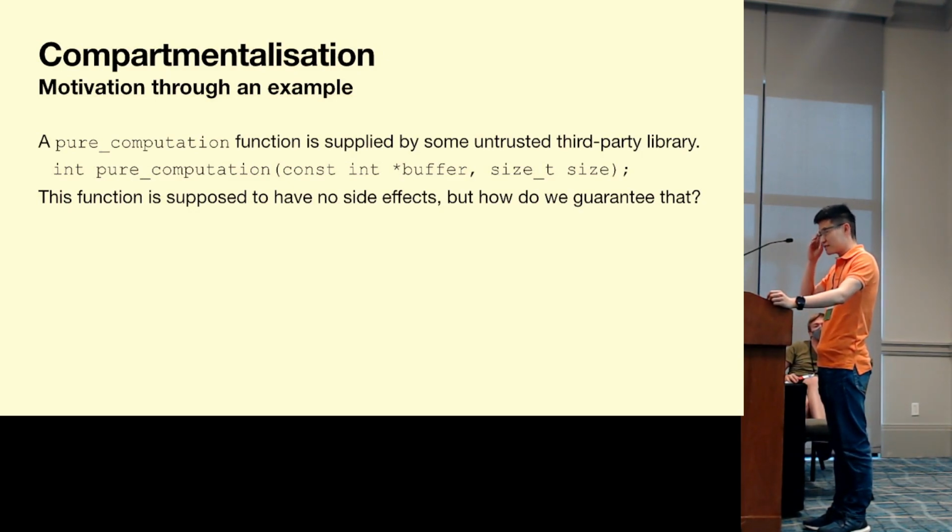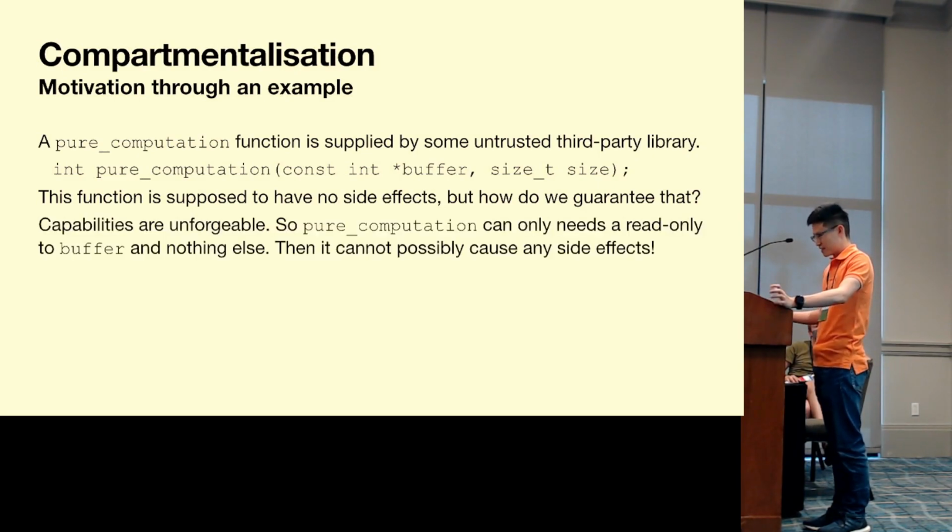So this function is supposed to have no side effects, but how do we guarantee that when you are a consumer of this library? Well, you might say capabilities are unforgeable, and we have permission bits. So suppose we just set this capability to buffer as a read-only capability and pass it to this function. Then this function will only be able to read the buffer. It won't be able to write or corrupt it otherwise. So it cannot possibly have any other side effects.